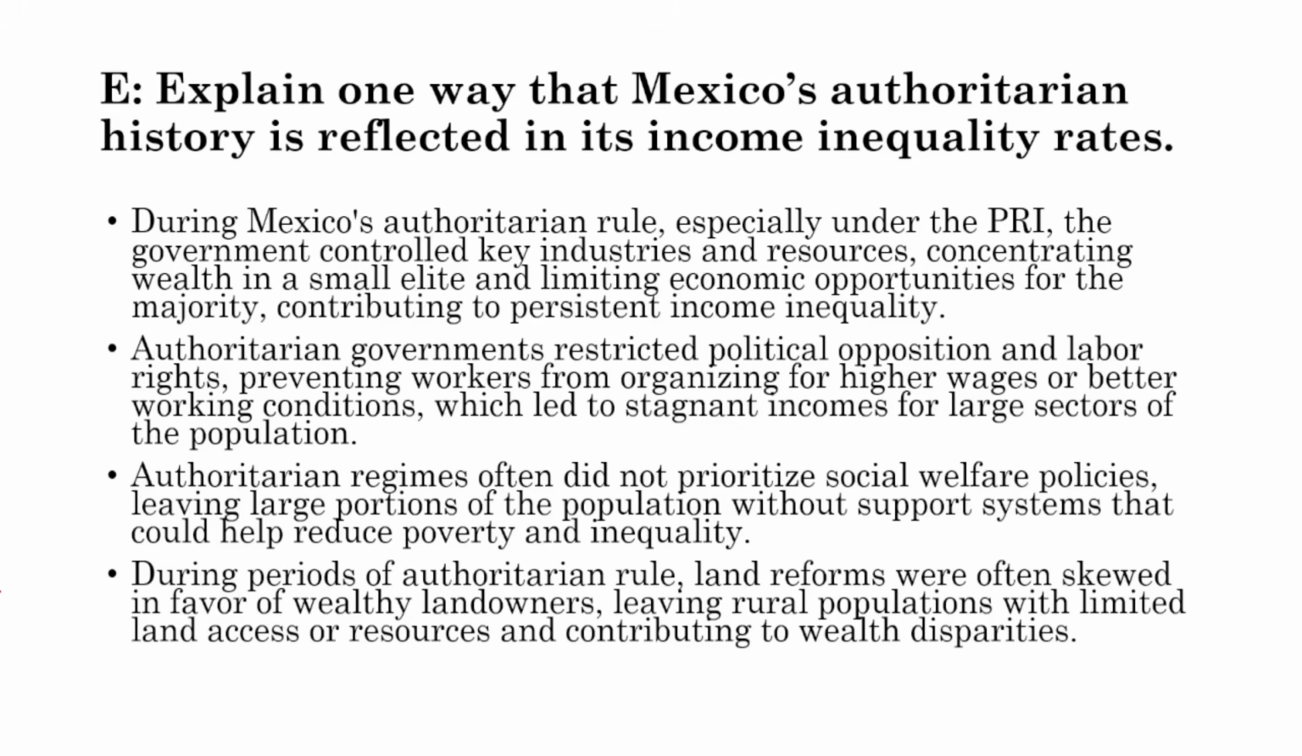I don't think really any of you would have responded like this. It's just something to carry on, and you may answer this on the AP exam. But any type of land reforms were usually skewed in favor of wealthy landowners. These are the people that had the most money, so they can afford the land. That makes sense. You have to pay for land. Land's expensive. And that can leave rural populations with limited land access or resources, and that can contribute to wealth disparities. So what are some takeaways?